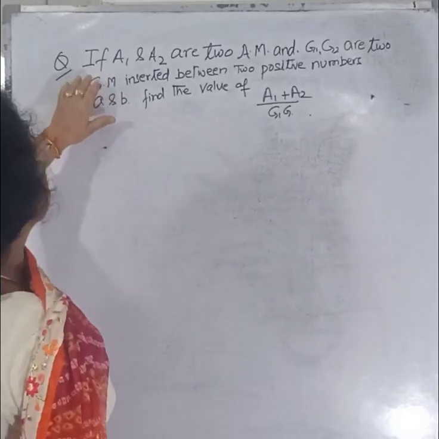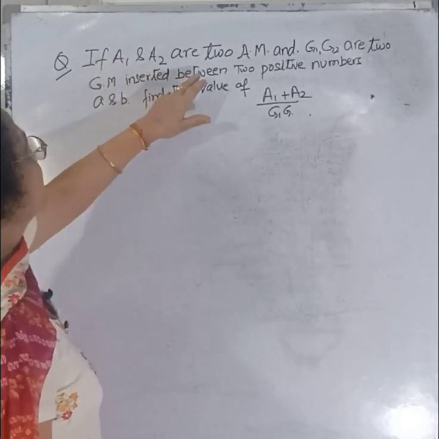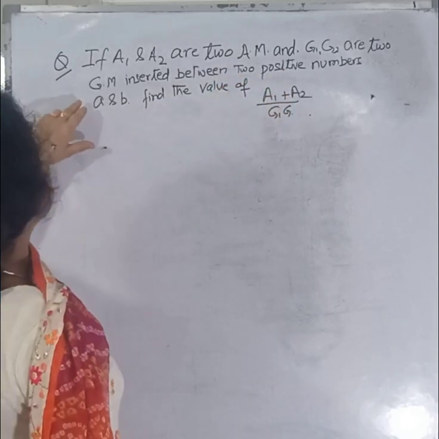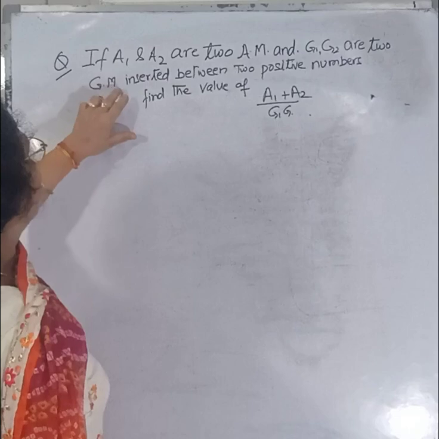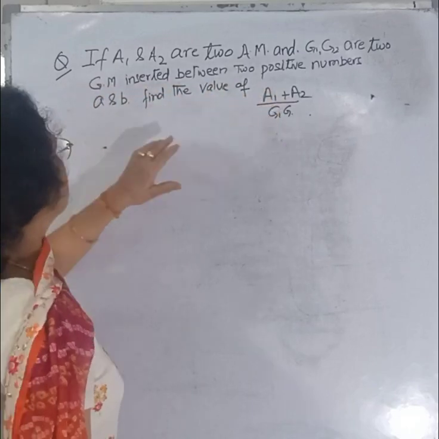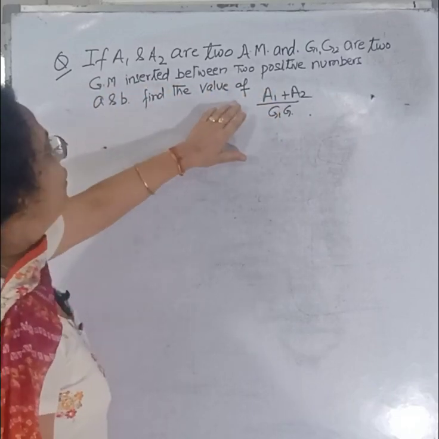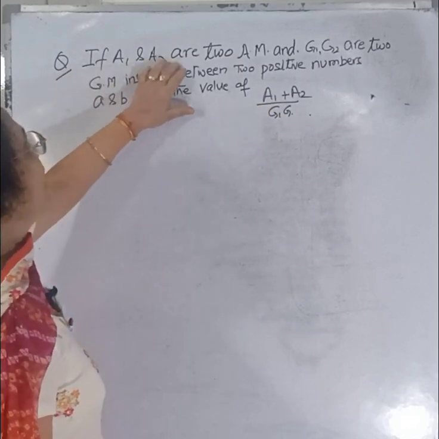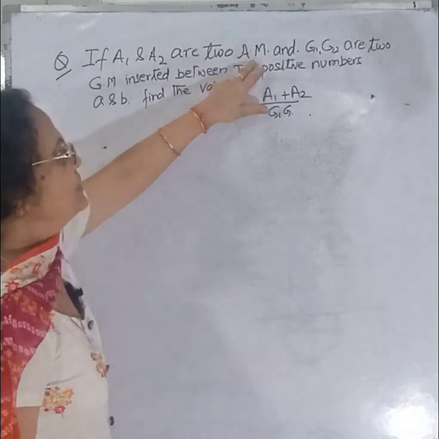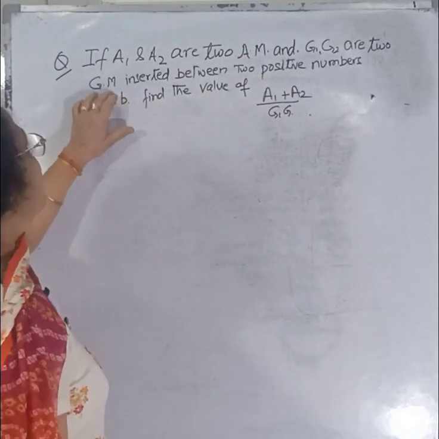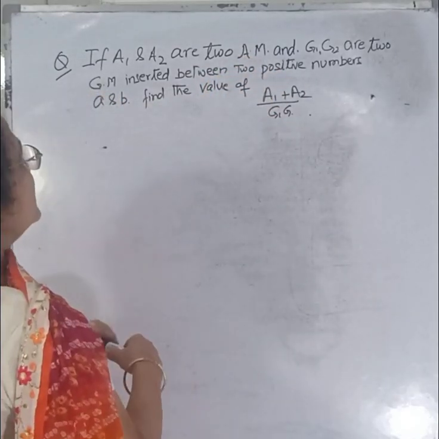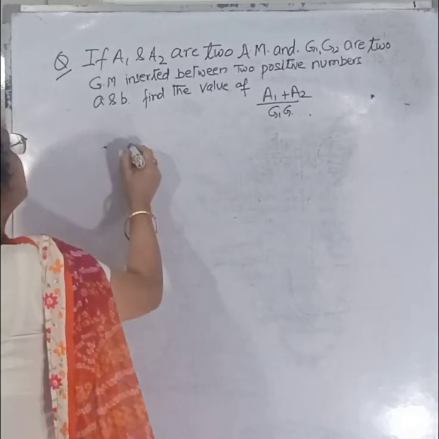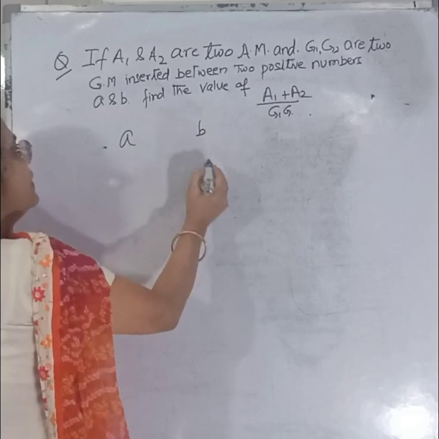The question is that if A1, A2 are two arithmetical means and G1, G2 are two geometrical means inserted between two positive numbers A and B, find the value of (A1 plus A2) upon G1 G2. It means we are having two positive real numbers A and B.